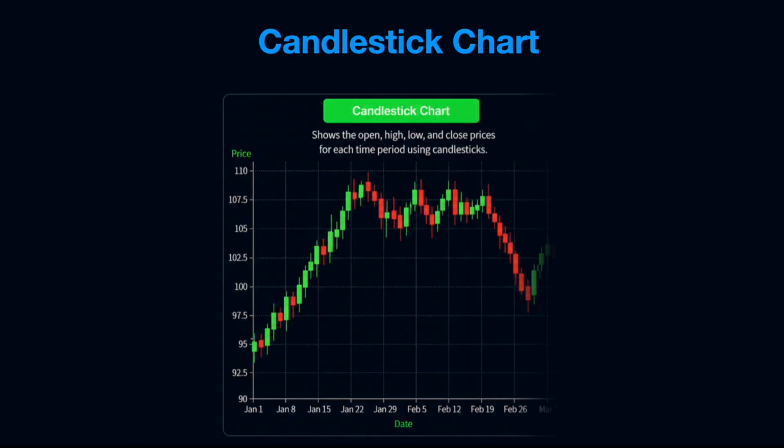Let's start by understanding what is a candlestick chart. A candlestick chart gives us a detailed view of price movement. Each candle shows the open, high, low, and close price for that time period. A candlestick chart helps us understand how price moved during each time period.